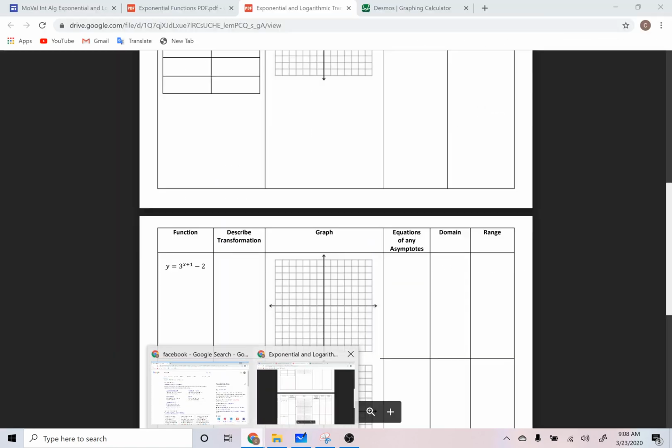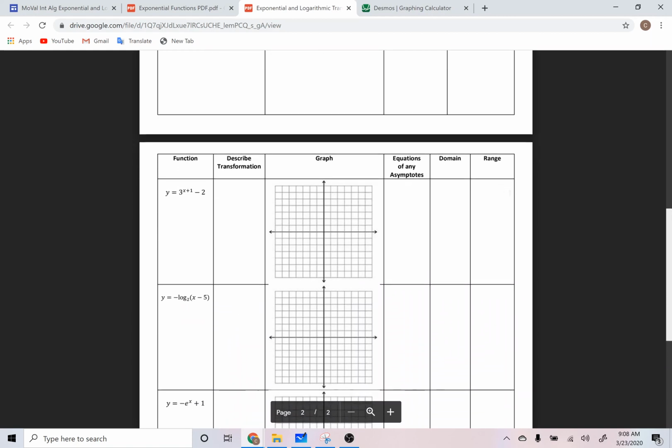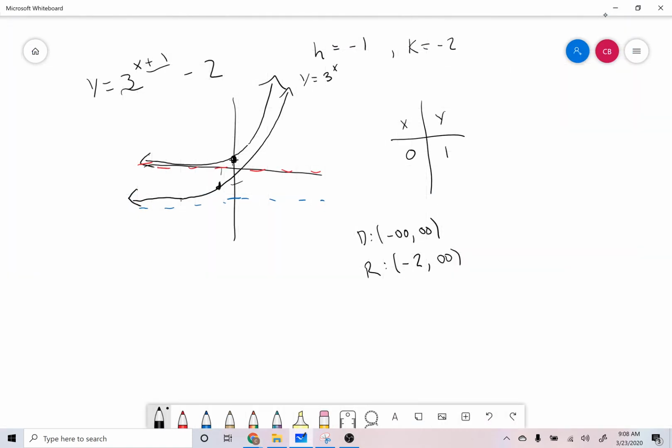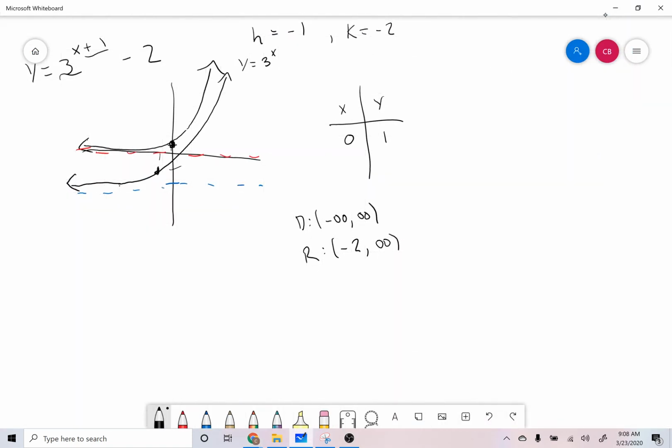We'll do another example real quick. Let's look at negative log base 2. Actually, I'm going to end this video. I don't want it to be too long for you. I'll do a second video to show you the next ones.